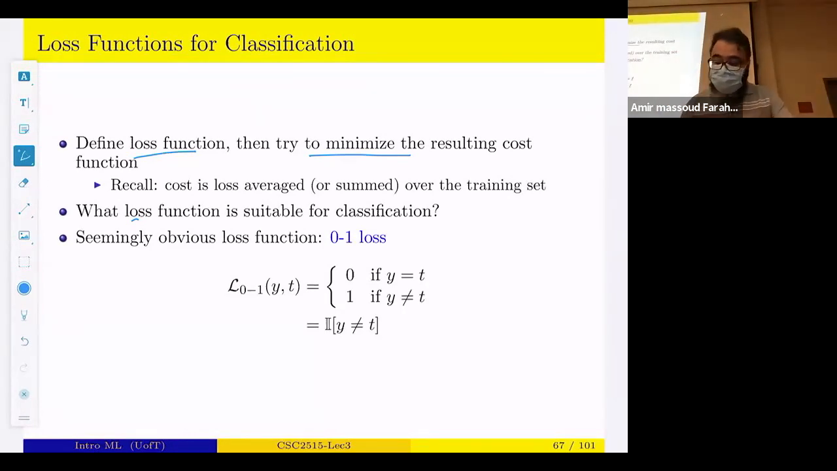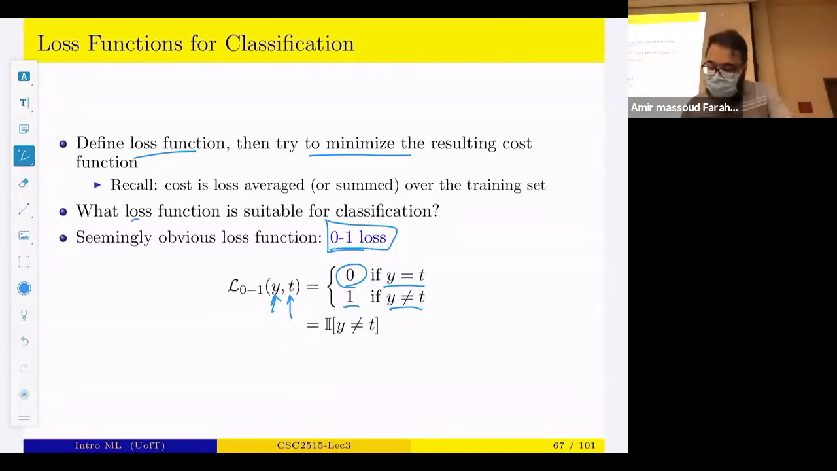What loss function is suitable? As you suggested, we can count the number of misclassifications. So we define something called the 0-1 loss, which is equivalent to whether something is classified correctly or not. It is defined like this. The loss function for predicting Y when the truth is T would be 0 if Y is equal to T, and 1 if Y is not equal to T. This is exactly the same as what you said, misclassification, just for one data point, or one dimension of the Hamming distance that you mentioned.